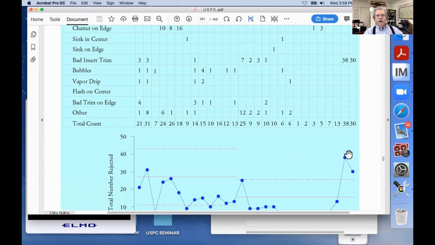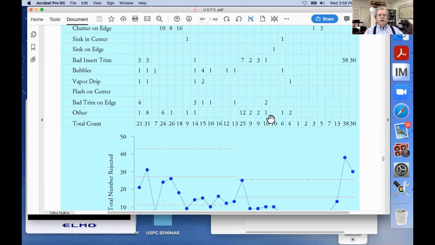Now, what about this spike at the end? It's all bad insert trim. And it's real simple. Somebody had the bright idea. These steering wheels had a little insert piece, a trim piece put in. And the insert piece was put in by the worker and then cut off with a razor blade, just a single-edged razor blade.